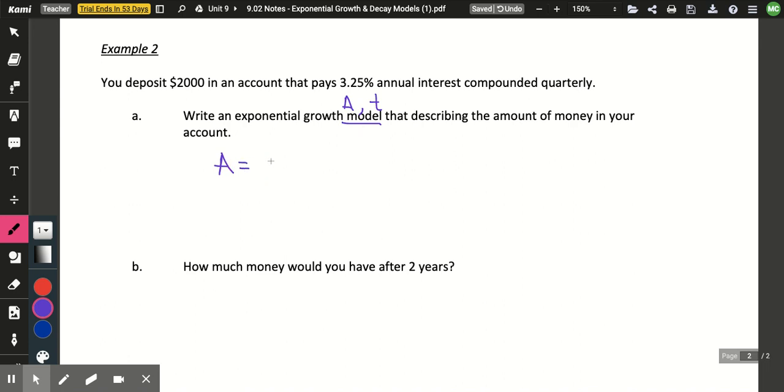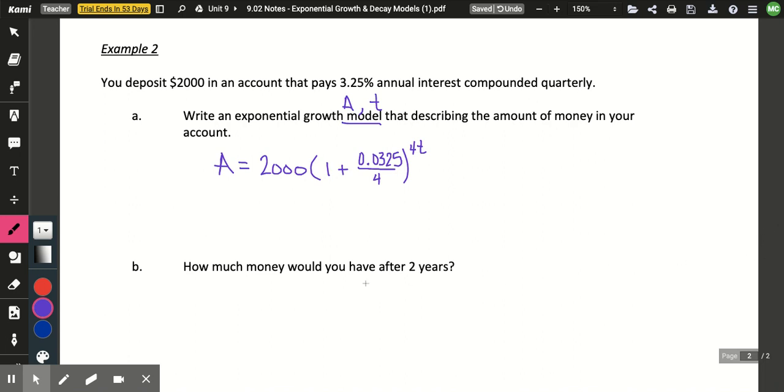So we'll have A equals, then they tell us 2,000 is the amount that's in the account. So that's your principal. That's P. Then in here we've got 1 plus, and then in this fraction we've got the rate on top and the N on the bottom. So our rate for this one is 3.25%. If I write that in decimal, that would be 0.0325. And it says compounded quarterly, so that's going to be a 4 for my N value. And then in the power, it's going to be 4 times T, so 4T. All right, that's my model. That's all they asked me to do for that question.